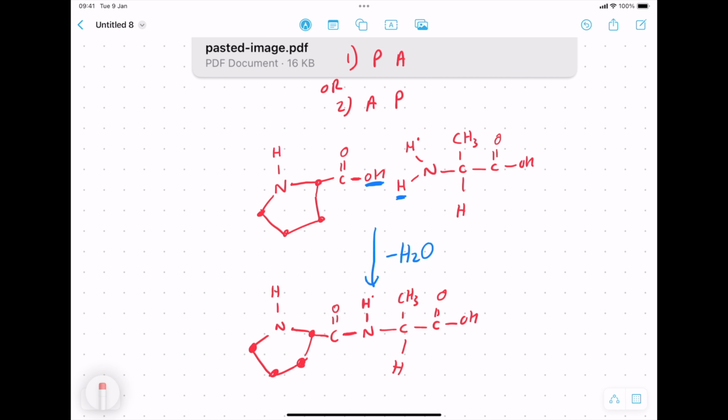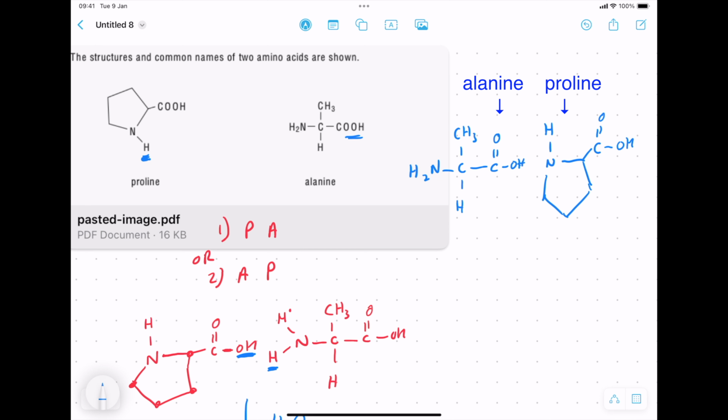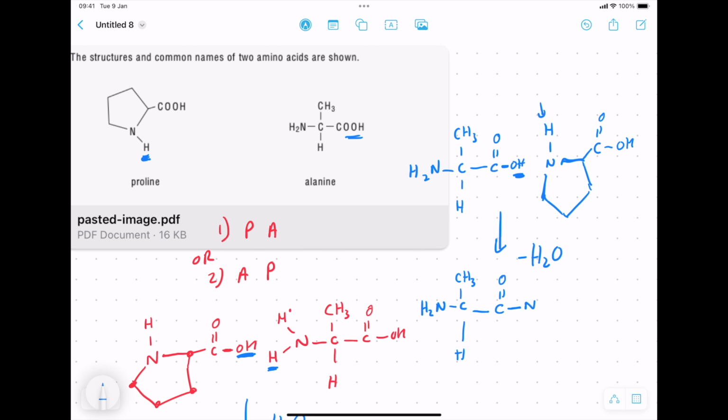So now let's look at the other way. I'm going to do exactly the same thing again. I'm going to take off the OH of the carboxylic acid. And the only H to take off this time is this one, isn't it? There isn't any other one, because this nitrogen is bonded to a carbon on that side and a carbon on that side. So it only has one hydrogen. So this is going to lead us to this picture. And the nitrogen is obviously still bonded in its ring structure.